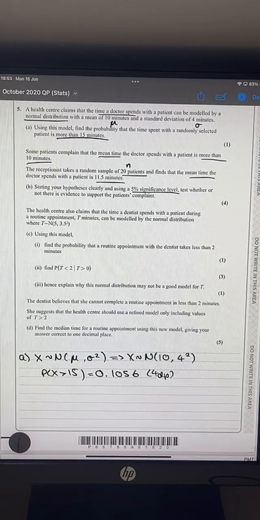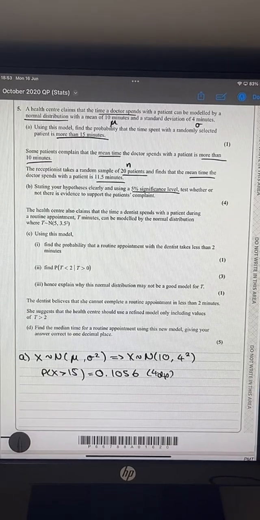Let me just check. You know how SD is squared? Would you square it if it was variance? SD squared is the variance.